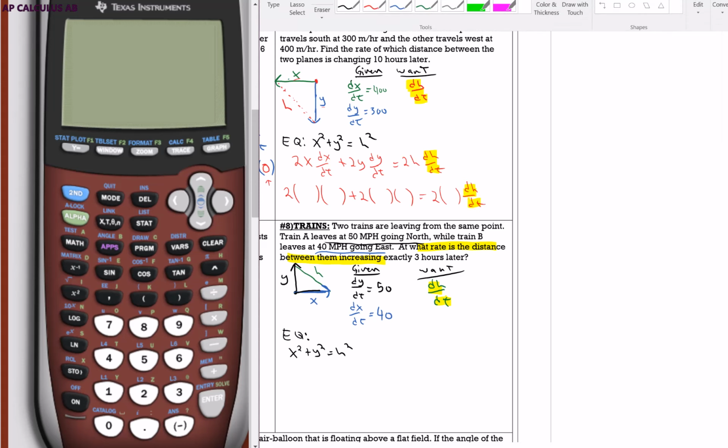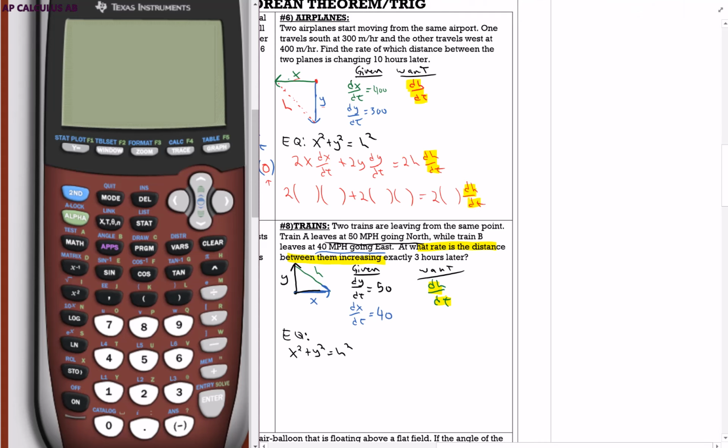So what are the things I know? Do I know x? It's tempting to put 400 there, right? But x is not 400. dx dt is 400, so that goes here. And then here it's 2 times y. I don't know y yet, but I know dy dt is 300. And then 2 times h, which again I don't know. So I need to find x, y, and h.